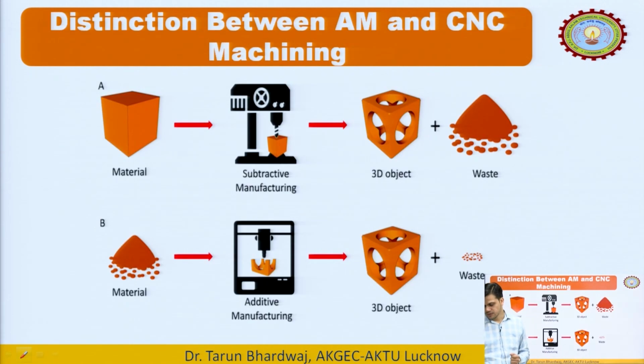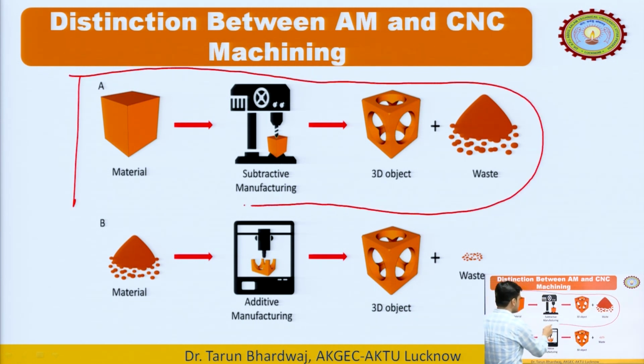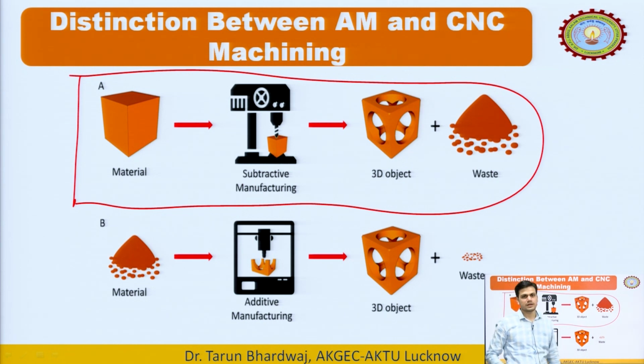machining. As you can see here, for the distinction, how additive manufacturing is different from CNC machining, you can see in this diagram, in the first diagram, in part A, this is related to CNC machining, where you have material that is being cast. This is basically the casted material.